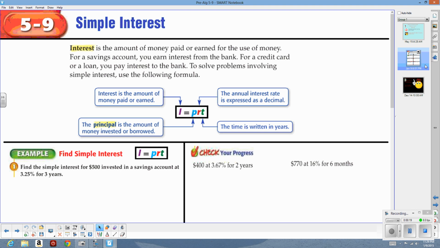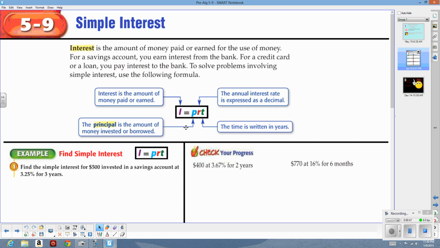To solve problems involving simple interest, use the following formula. I equals PRT, where interest equals the principal times the rate times the time. I stands for interest, which is the amount of money that's either paid or earned. So it's the money paid in interest if you are borrowing money, or the amount of money earned if you have it in a savings account.